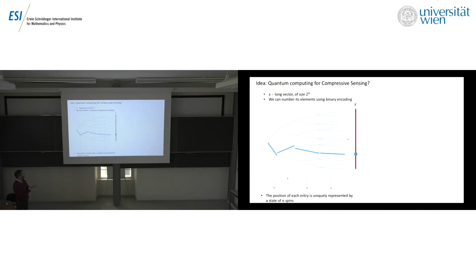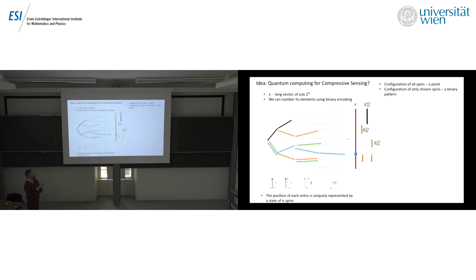Then if you focus only on, maybe, the second and third spin, and we don't care about the others, they can be anything, we just fix these two, this down and this up. Then instead of a point, we have some pattern. If we fix just these two and don't care about these two, we have another pattern. Then we can play this game with this spin fixed and the rest whatever, and we get another pattern. So we observe that the configuration of all spins determines a point, and the configuration of only chosen spins determines a binary pattern.